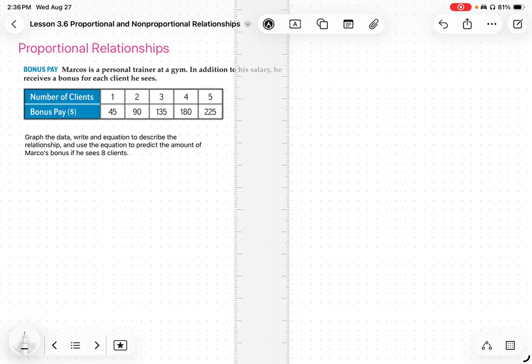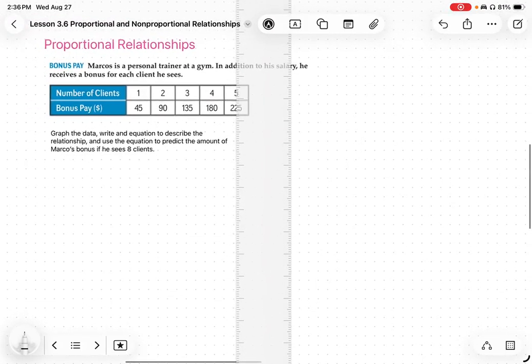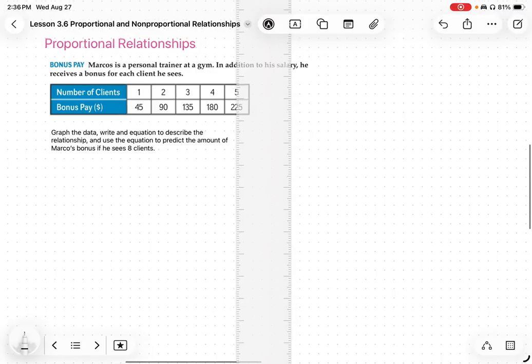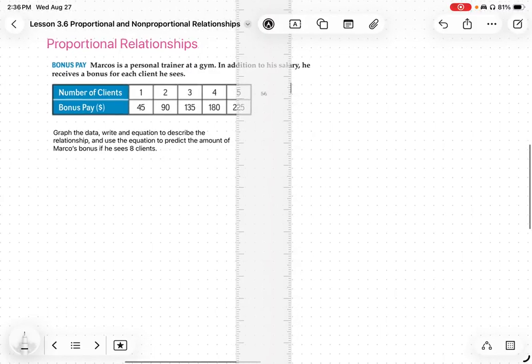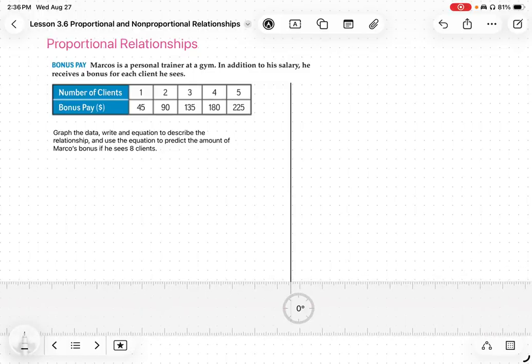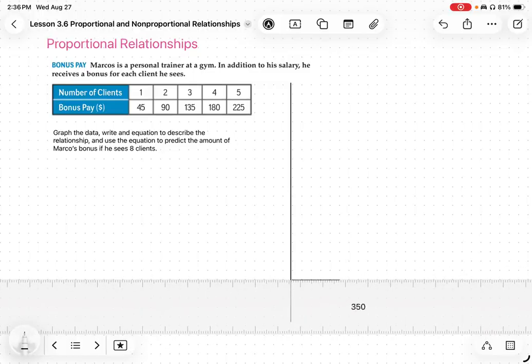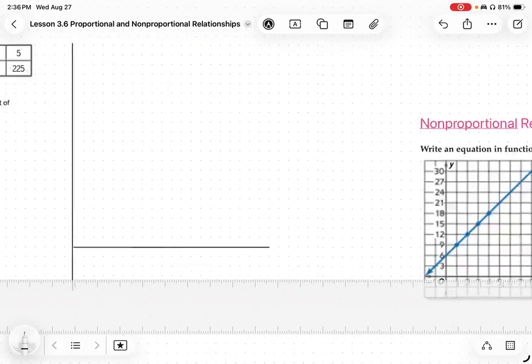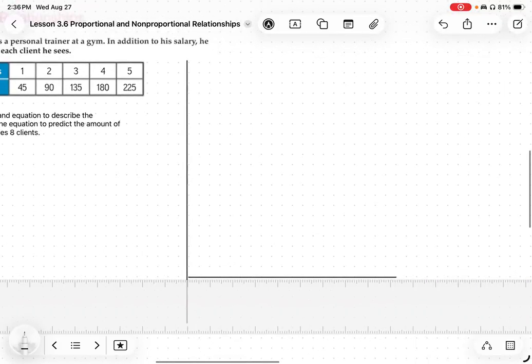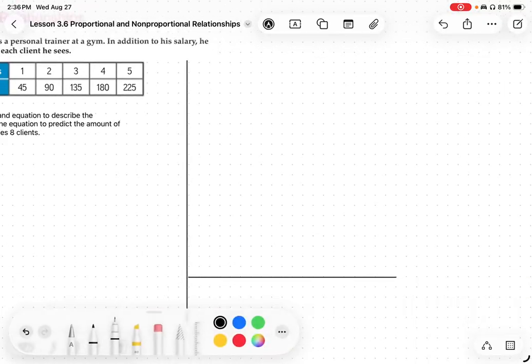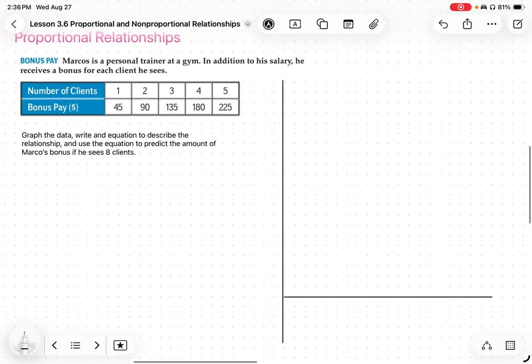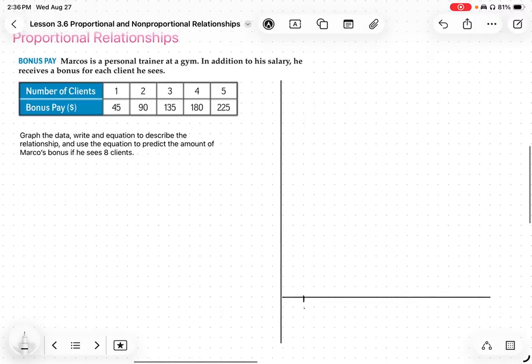So let's go ahead and draw our X and Y axis. And because all of these numbers are positive, we only need to graph the first quadrant. So we don't need to worry about showing the entire Cartesian plane. I'm going to do the y-axis extra tall because we've got to go up pretty high. For our clients, it looks like we just go to 5. So let's do 1, 2, 3, 4, 5.